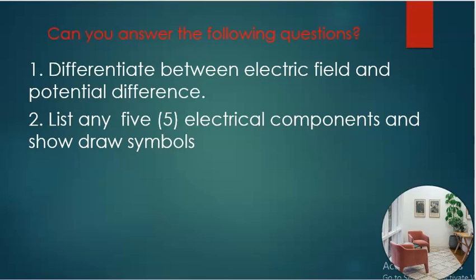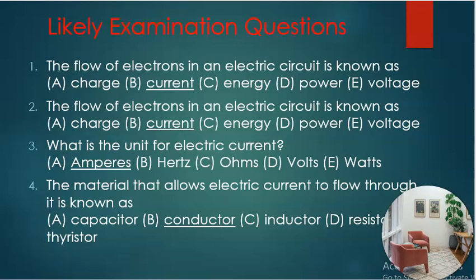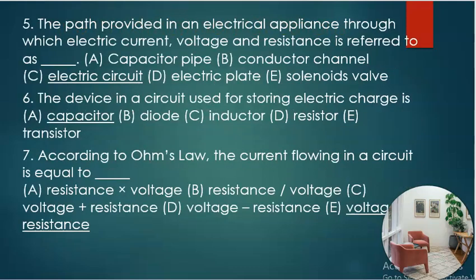Now before I go, let me show you some likely examination questions. We have the first one here, the flow of electrons in an electric circuit is known as what? The answer is underlined, current. Number 2, the flow of electrons, the same thing. Then number 3, what is the unit for electric current? That is amperes. Then number 4, the material that allows electric current to flow through it is known as what? Conductor. You already know that. Then number 5, the path provided in an electrical appliance through which electric current, voltage and resistance flow is referred to as electric circuit.